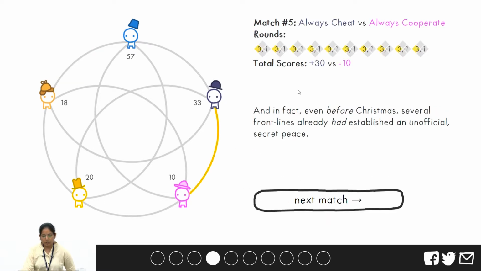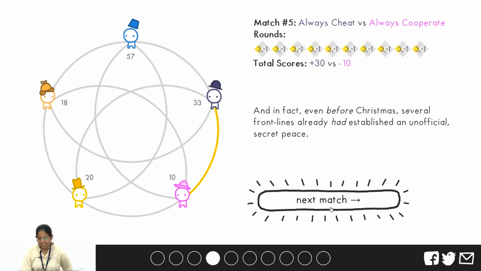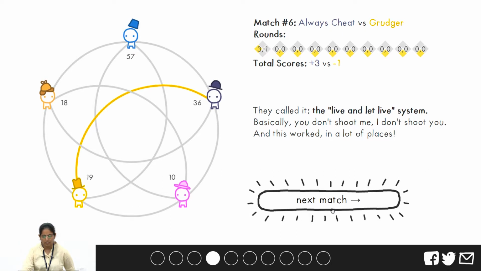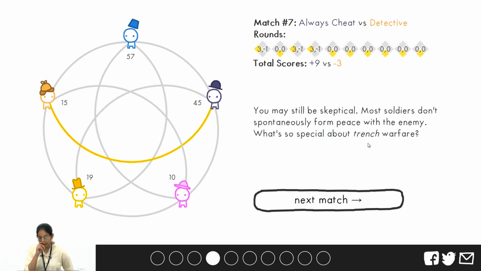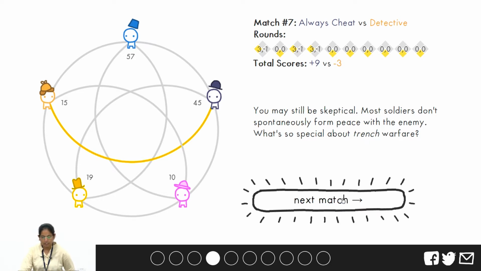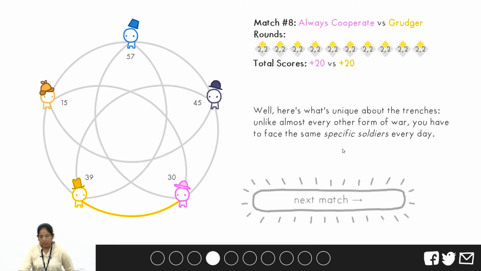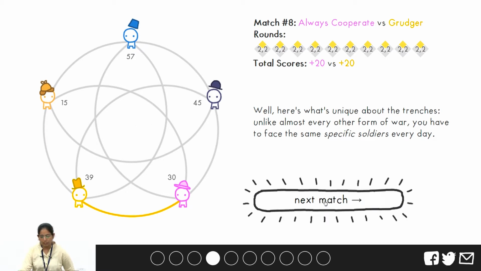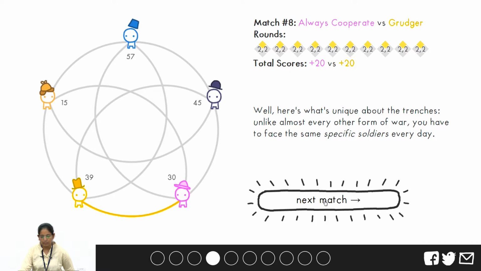Always cheat versus always cooperate is the most merciless match of all of them. So this is the plus 30, minus 10 that we talked about. It's really quite ruthless. Always cheat versus grudger, again grudger starts cheating once cheated, so it's like always cheat versus always cheat. Always cheat versus detective, again some funniness in the beginning, you can check that the scores work out as advertised. Always cooperate versus grudger, again there is cooperation throughout because grudger never needs to cheat.